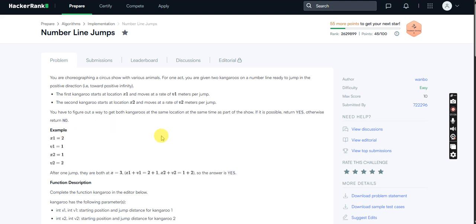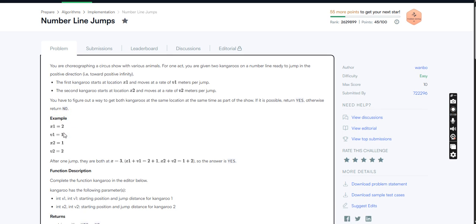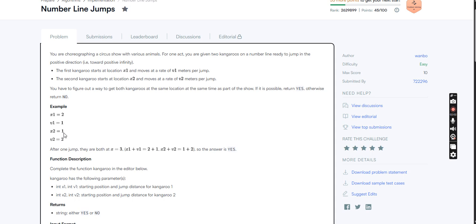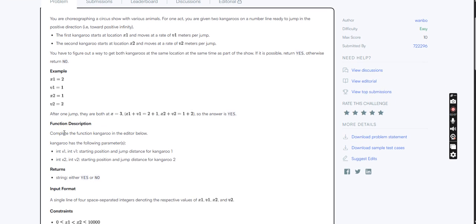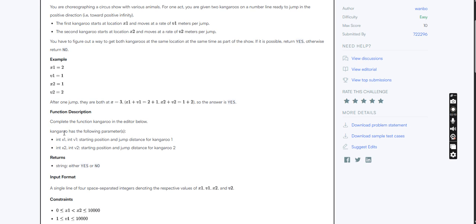Example: x1 equal to 2, v1 equal to 1, x2 equal to 1, and v2 equal to 2. After one jump, they are both at x equal to 3. So let's look at it. x1 plus v1 is 2 plus 1. You can see 2 plus 1 is 3. Then you can see x2 plus v2 is also 3. So return yes, because after just one jump, they are already at the same location.